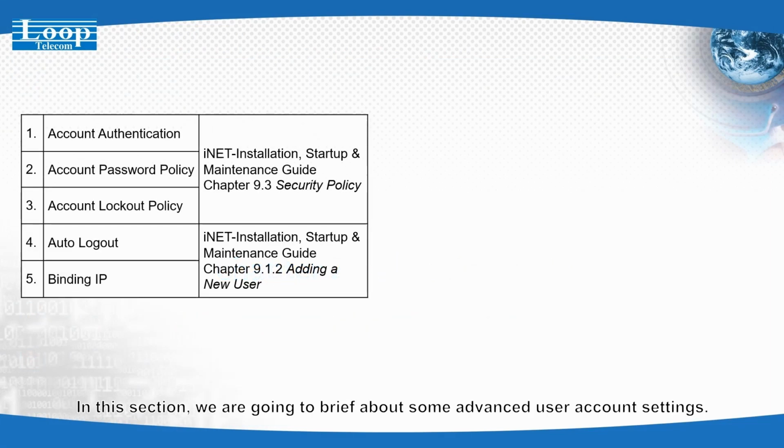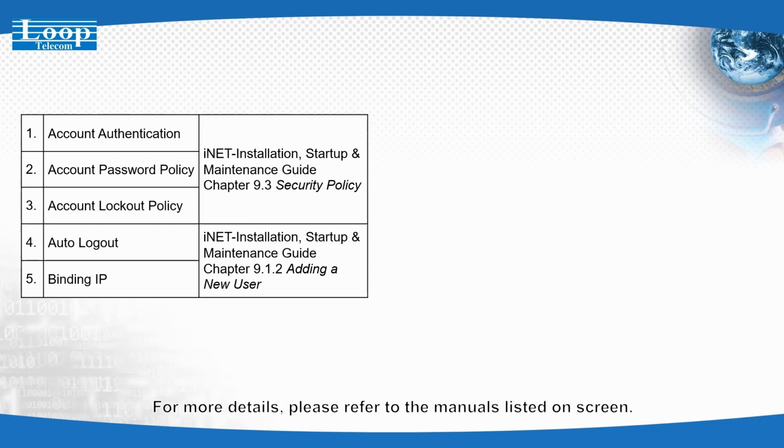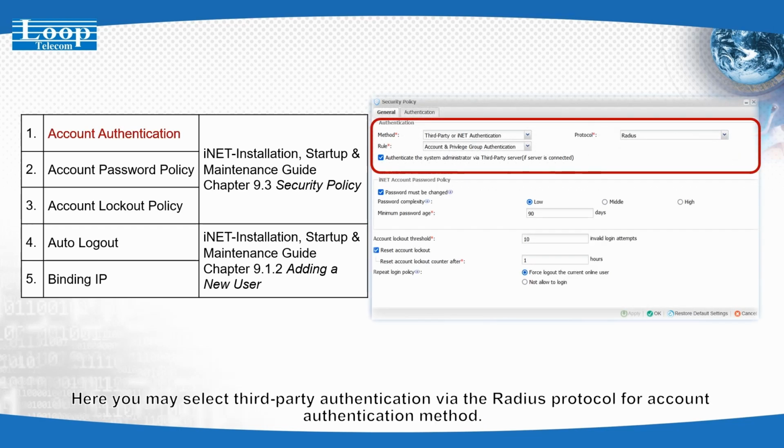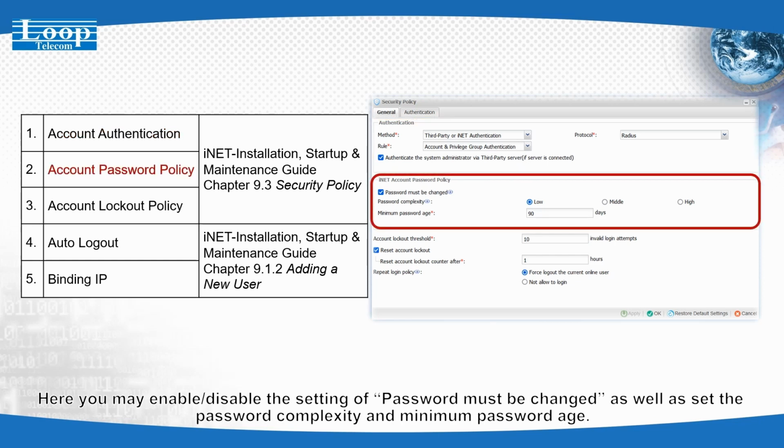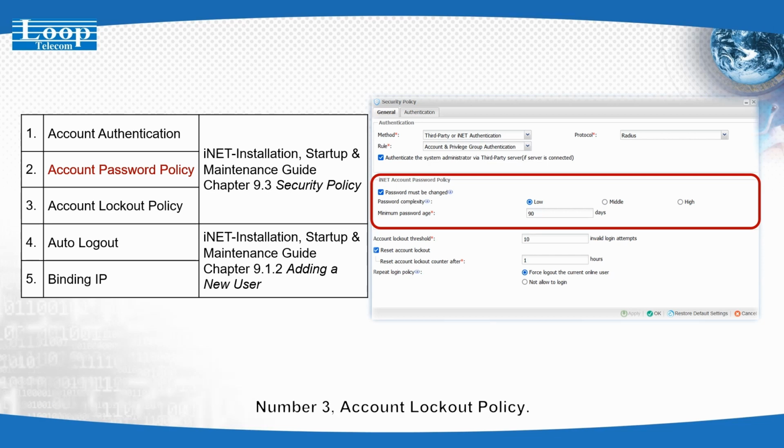In this section, we're going to brief about some advanced user account settings. For more details, please refer to the manuals listed on screen. Number 1. Authentication. Here you may select third-party authentication via the Radius protocol for account authentication method. Number 2. iNet account password policy. Here you may enable or disable the setting of password must be changed, as well as set the password complexity and minimum password age.